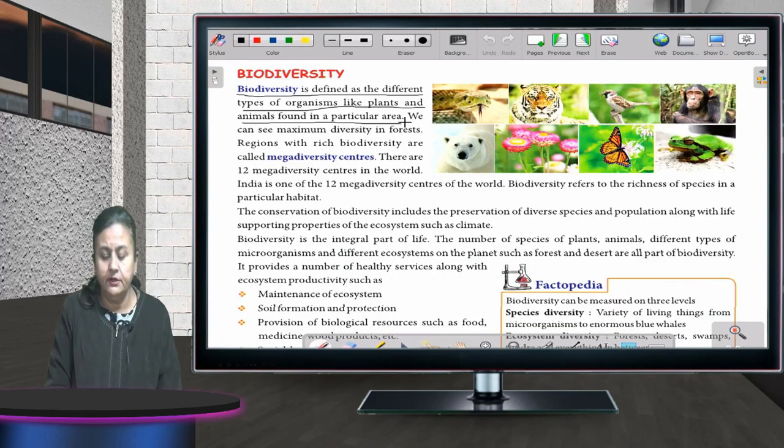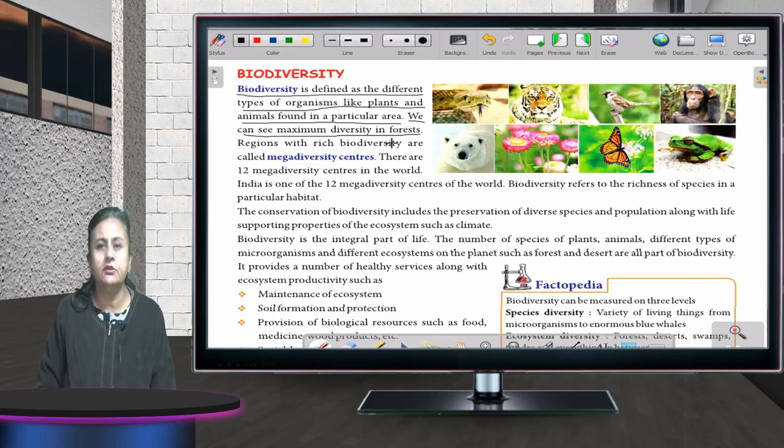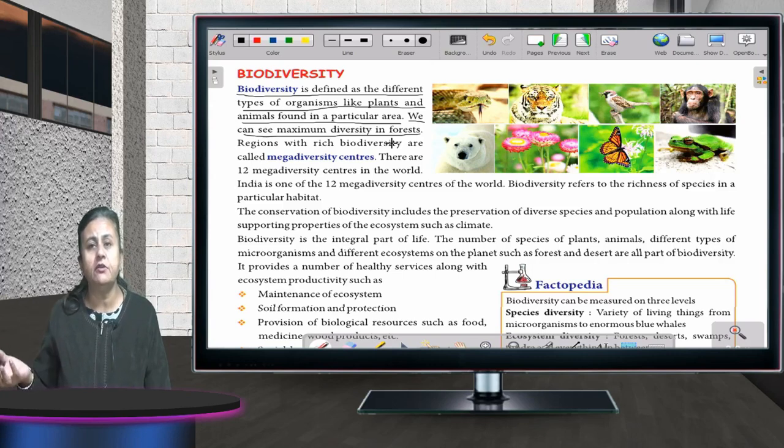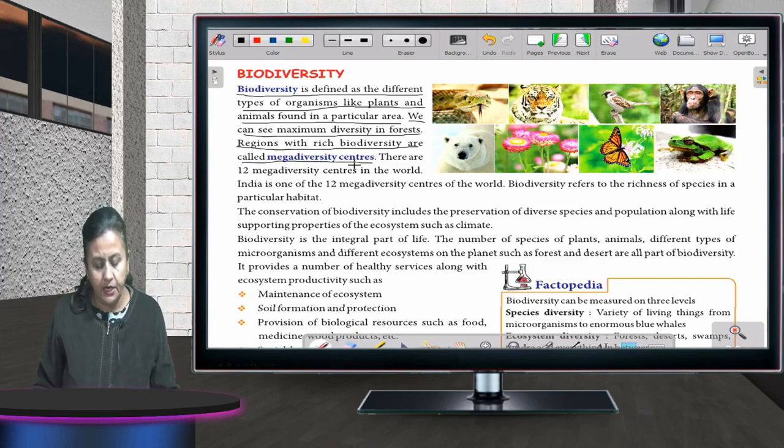so children, we can see maximum diversity in forests. A lot of variety of plants, a lot of variety of different species of animals you can see. So a forest has a huge variety. Okay, so it is a beautiful example of biodiversity. Fine. Regions with rich biodiversity are called mega diversity centers. Okay, now we'll move to the next one.